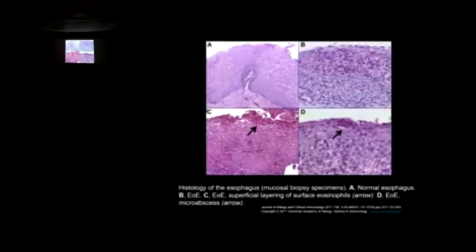So here is, in the upper left corner, A, that's a normal esophagus. B, those red ones are the eosinophils, spread throughout. C, where the arrow is, a superficial layer of eosinophils. And then D, there's a microabscess of the eosinophils.